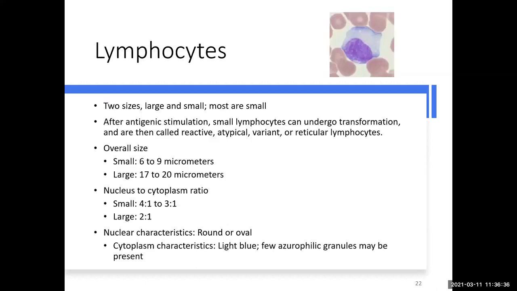So you can have two sizes: the smaller, more normal size, like we just saw, and then a little bit larger size, which is considered a little bit atypical. Small lymphocytes can undergo transformation, and then they move into the reactive, atypical, variant, or reticular lymphocytes. Those are some of the names for this larger looking lymphocyte. Here is the overall size of the small one and the overall size of the large one, so you can see those in comparison, along with the nucleus to cytoplasm ratio. The nucleus is typically round or oval. The cytoplasm is light blue, and sometimes, depending on its size, you can see the little azurophilic granules.